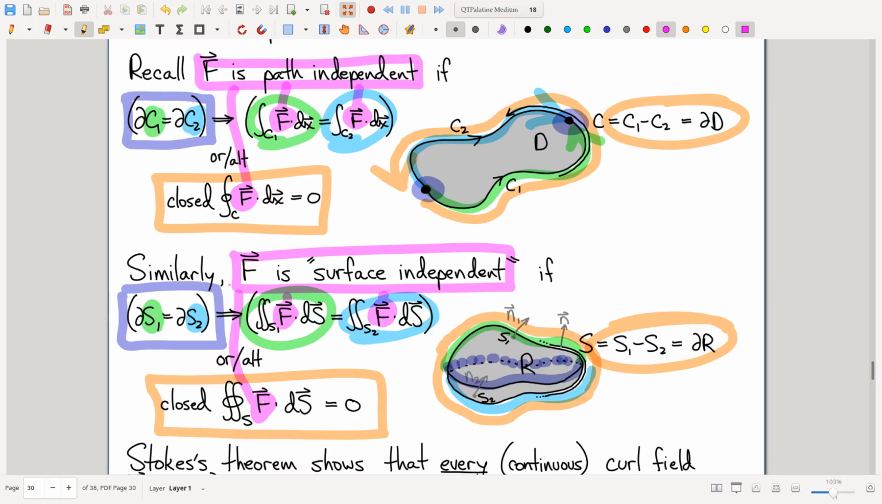So look how strong that analogy is. It's bonkers. It's crazy. The idea of path independence, the idea of surface independence, same idea. The colors tell the story as to how strong the analogy is. It's just that instead of curves with shared boundary points, it's surfaces with a shared boundary curve. It's about flux integrals instead of line integrals. Other than that, morally equivalent ideas.